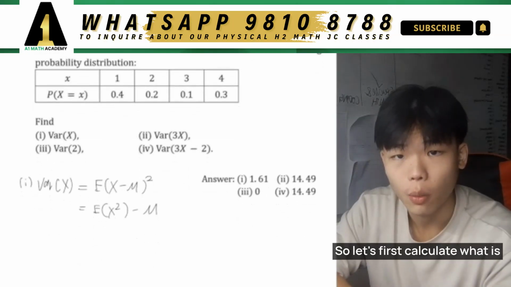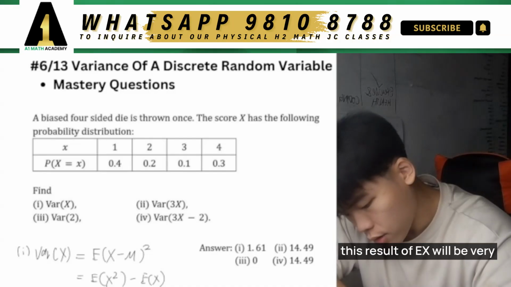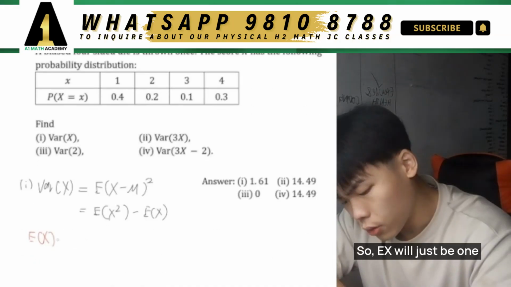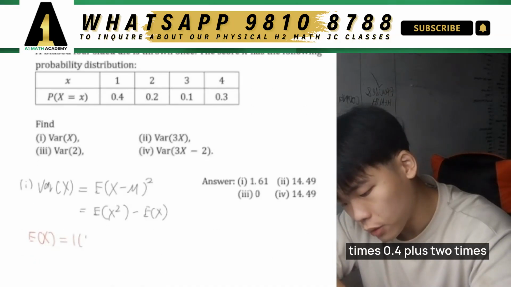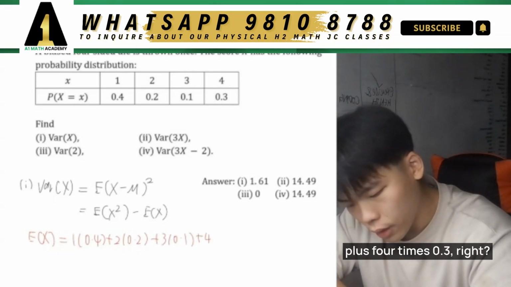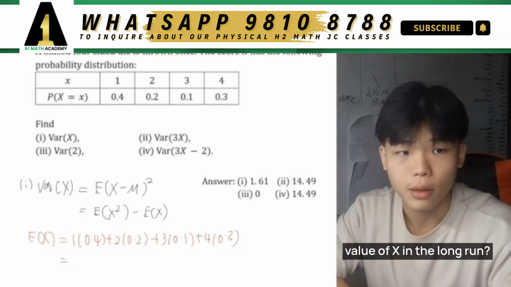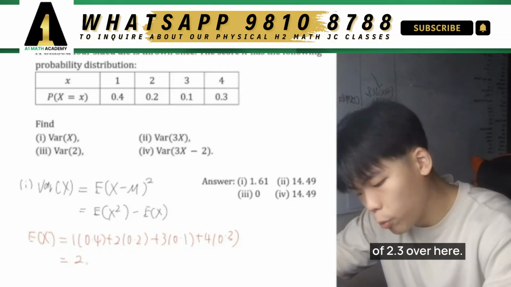So let's first calculate what is E(X). From the table over here, this result of E(X) will be very useful for us in the long run. So E(X) will just be 1 times 0.4 plus 2 times 0.2 plus 3 times 0.1 plus 4 times 0.3, right? We'll use this many different times. So what's the expected value of X in the long run? And we get a value of 2.3 over here.